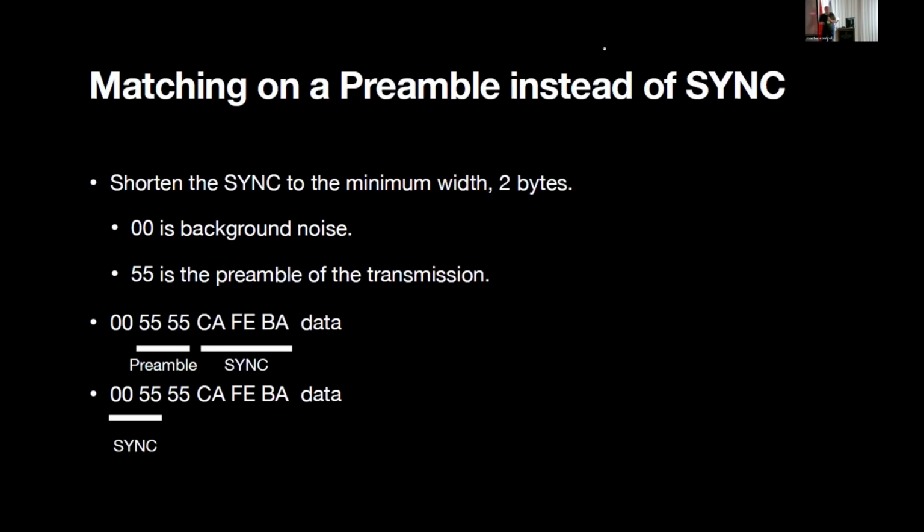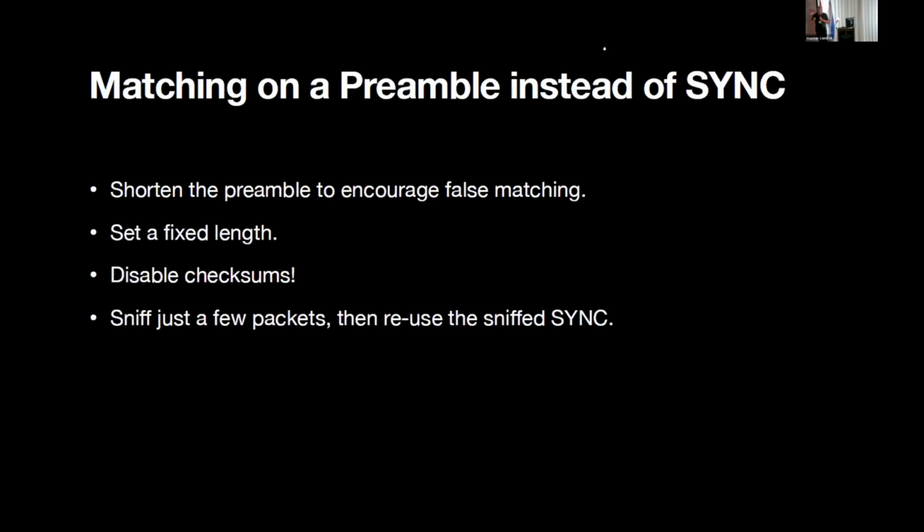We have a couple of other real-world requirements for this. We need to shorten the preamble as much as possible to encourage these false matches. If we kept the original 5 or 3-byte length, we would have to wait much longer for a packet to arrive, because we would need to guess more of the preamble or more of the background noise and be right about that guess. We also need to set a fixed length, because we don't want the garbage that we receive to be interpreted as if it were the length field of the header of the packet. We have to disable checksums, because obviously the checksum will be wrong when you begin reading from the wrong position.